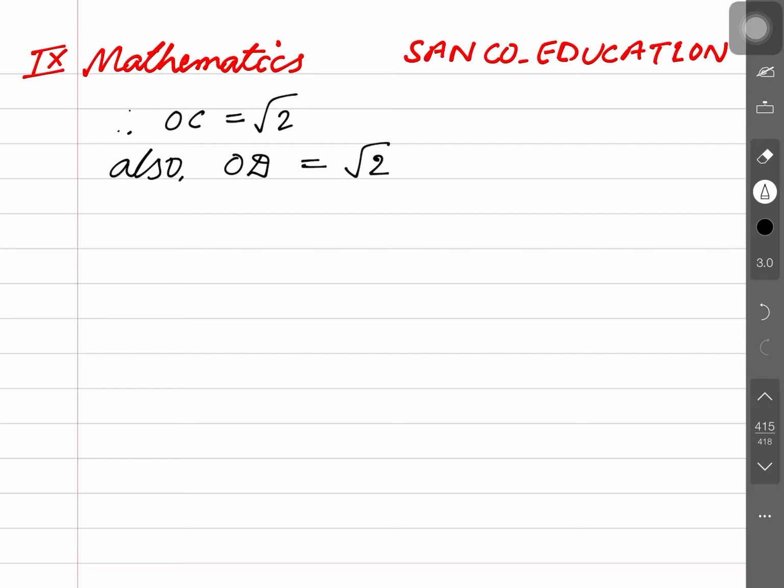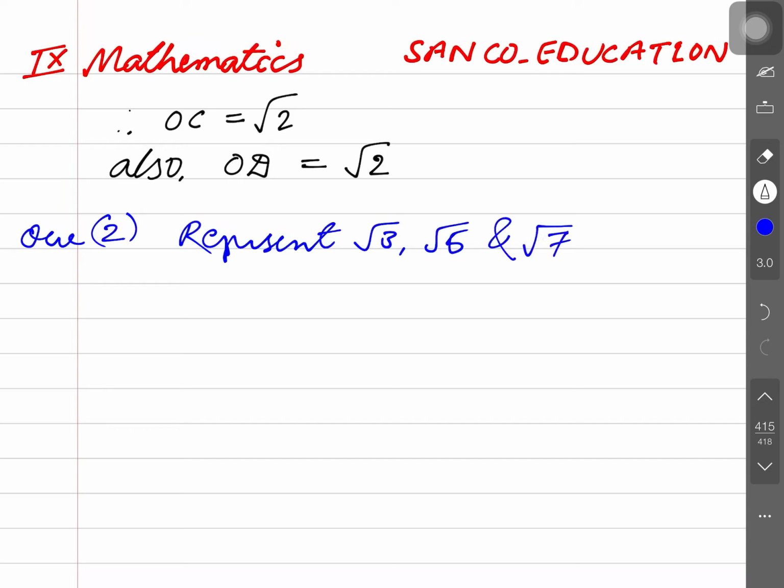Similarly, write some questions. Some questions are also there. Question number 2. Represent root 3, root 5 and root 7 on a number line. Can you represent them on a number line? I have done it, and in the same way you can follow this. Represent the numbers on the number line.